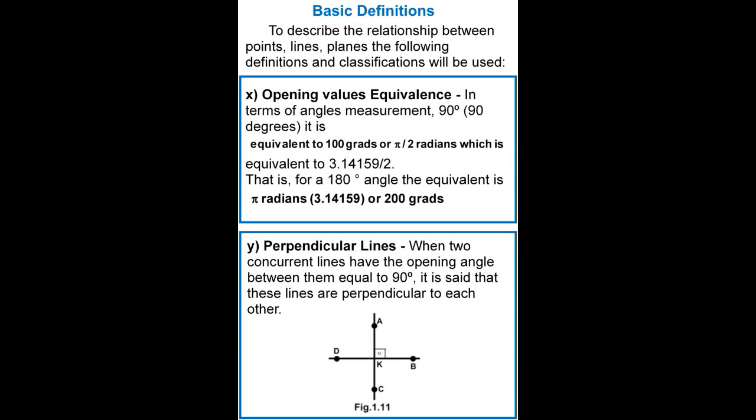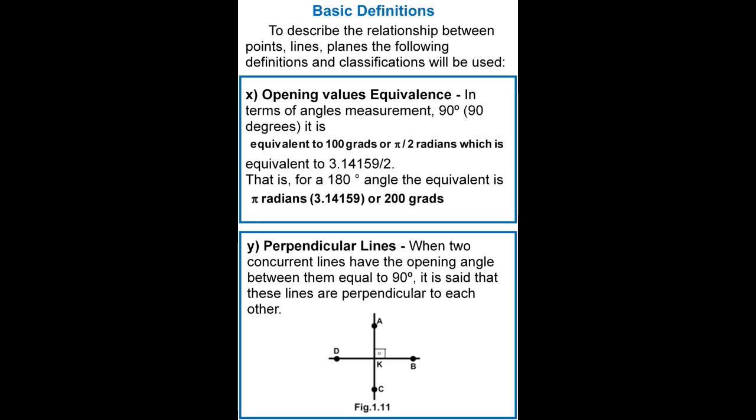In this last slide of this second class of the plane geometry course, it's presented equivalence between the values of aperture of angles using various types of units of measurement. Thus, the value of 90 degrees is equal to the value of pi divided by 2 radians. The symbol pi has a numerical value of 3.14159. An angle of 180 degrees corresponds to a value of pi radians, 3.14159 radians.